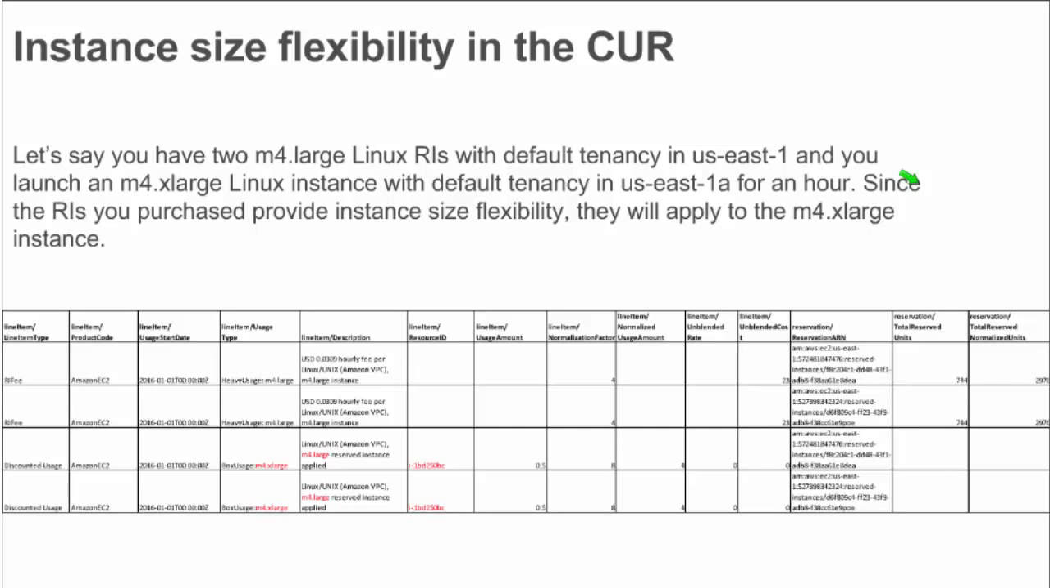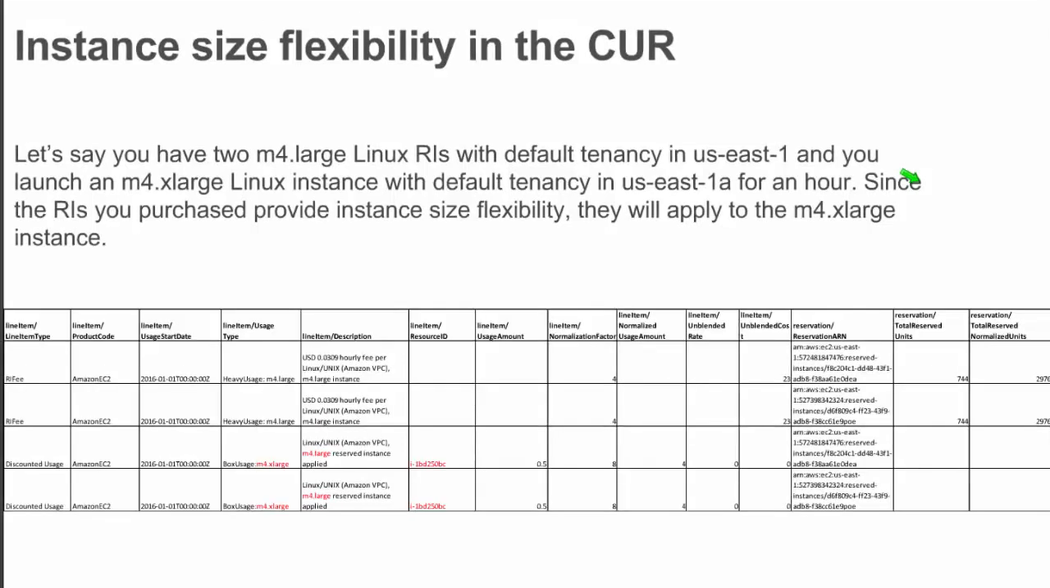Now let's take a look at another example. Let's say you have two M4 large Linux RIs with default tenancy in the US East region, and you launch an M4 extra large Linux instance, which is a size bigger than the RI that you own, with the default tenancy in the US East 1A AZ for 1 hour. Since the RIs you purchase provide instance size flexibility, they will apply to the M4 extra large instance.